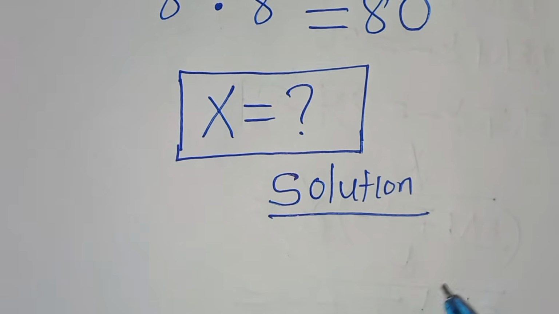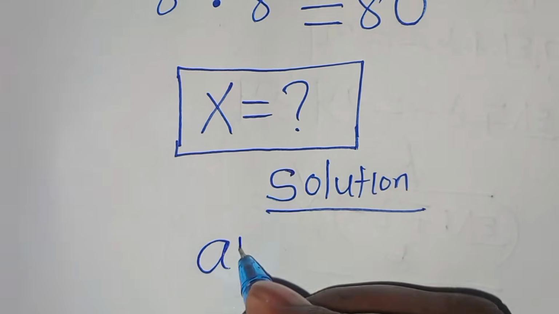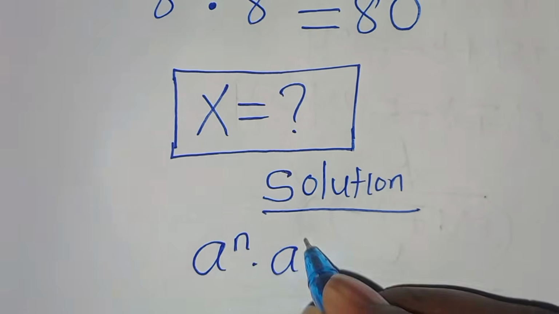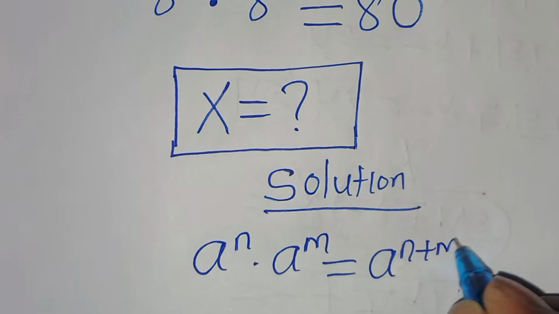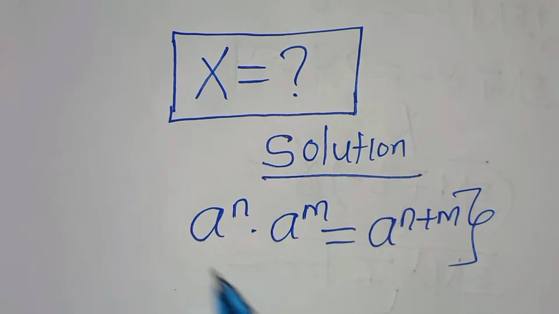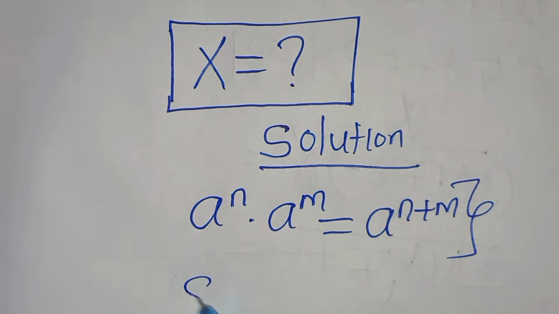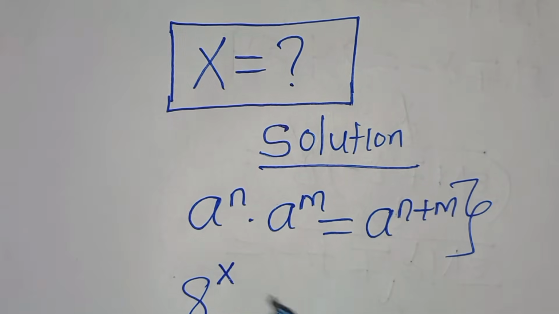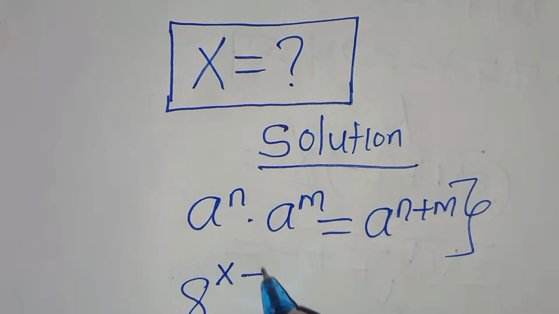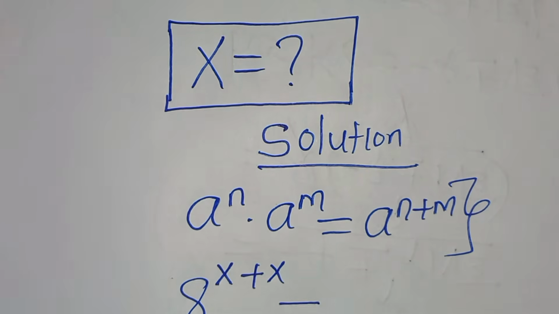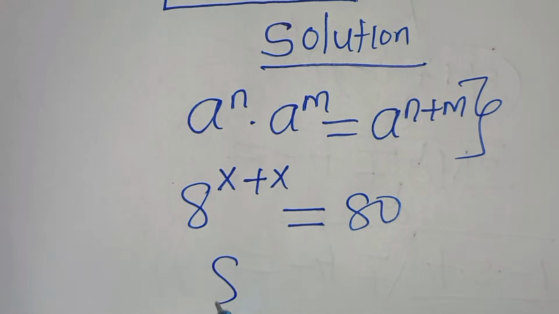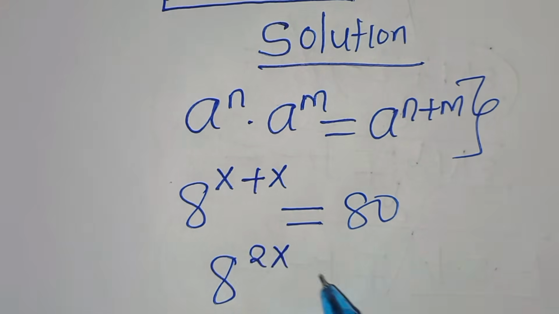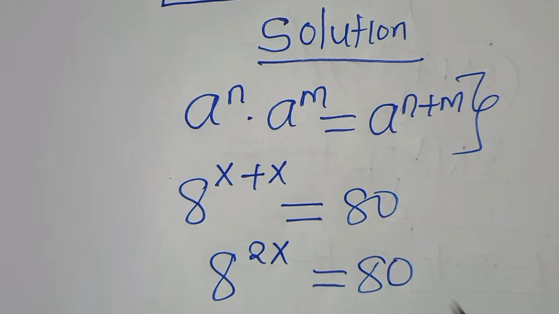We have that this exponential equation is of the form a to the power of n times a to the power of m, which we can express as a to the power of n plus m. Applying this exponent property, we have 8 to the power of x plus x. This is equal to 80. So this is 8 to the power of 2x. This is equal to 80.